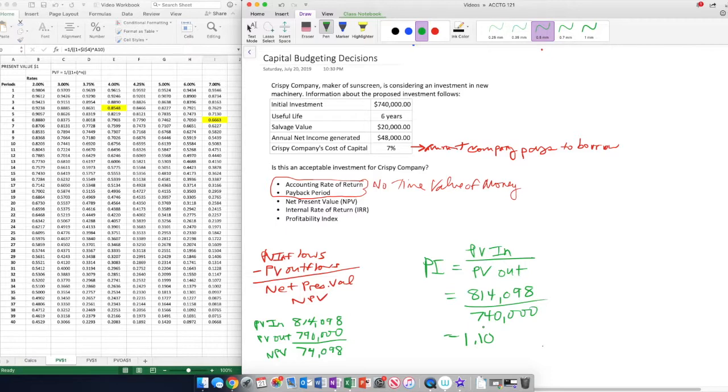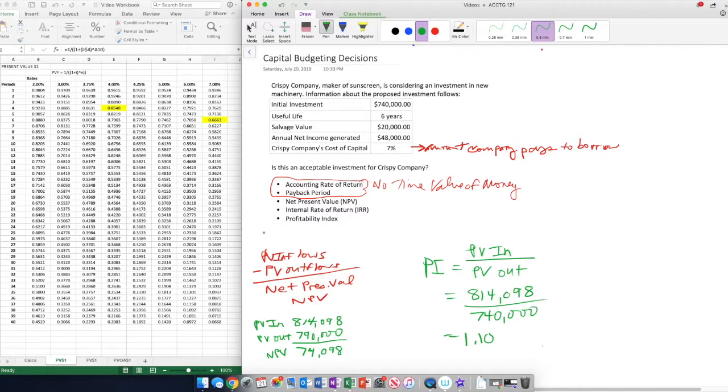Now what that means is, since it's greater than 1, the investment is acceptable. If it's less than 1, it means that the investment would not be acceptable. And one of the reasons we do the profitability index is so that we can compare the different projects without looking at the actual dollar values. We can compare them with this index number to see which one is more profitable, even if it's going to result in fewer NPV dollars. It could be more profitable overall.